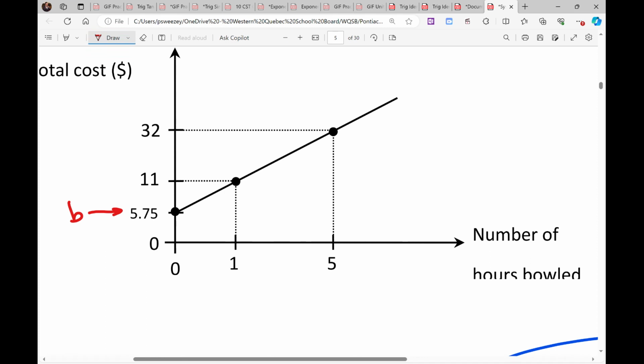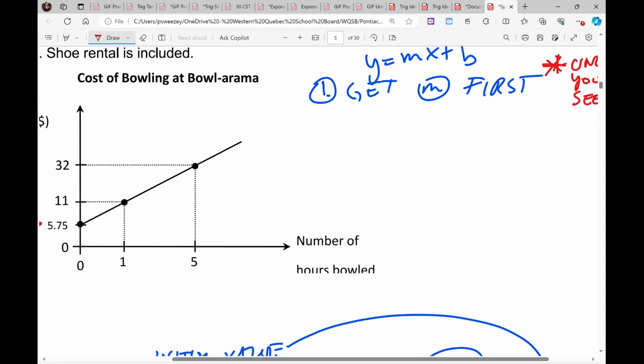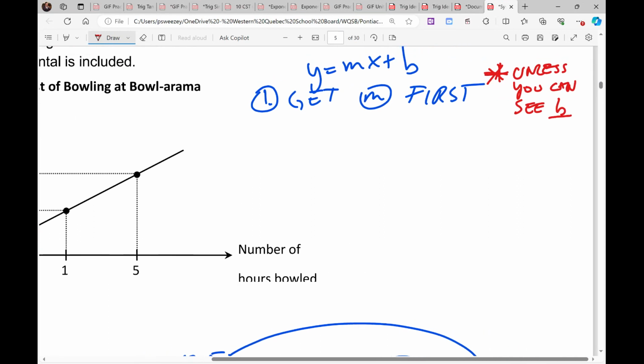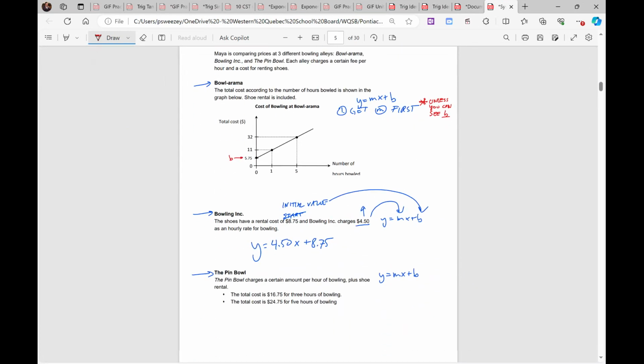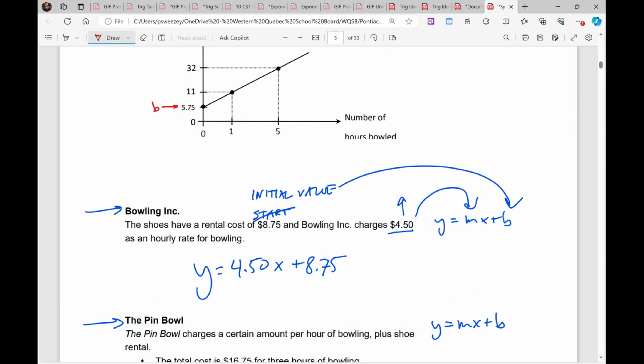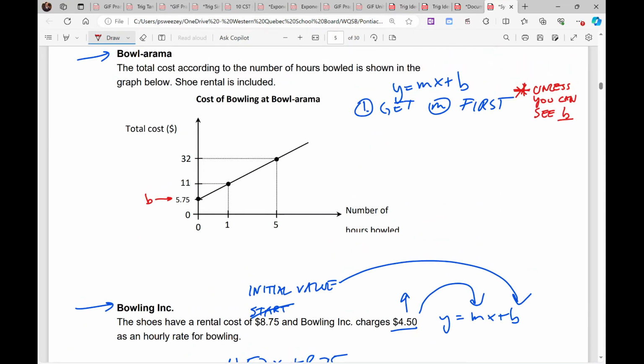So when I say Chipotle mayo, what I mean is it's there. You're just not seeing it. No? Okay. Anyway, all that to say is it's okay if you miss it. You can still find it later on, but if you do see it, it saves you lots of time, and it's good for you to get started that way. So typically get M first unless you see the B on the graph, and it's typically on the graph. Then I can just write B is equal to 5.75 without doing anything.